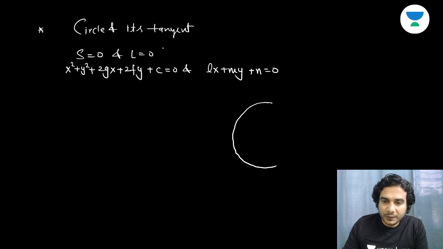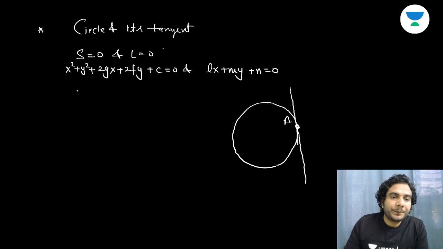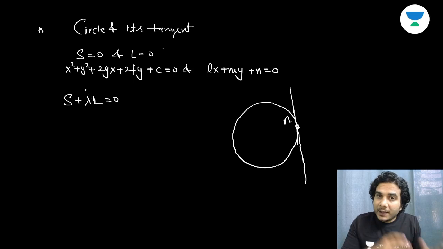So what happens when you use the same family of circles equation, S + λL? What will that equation represent? This is the point where this line is touching. If you use this S + λL, it will represent a circle only, you know the logic, because you're adding linear terms to the equation of a circle, which will always represent a circle only. But which circle is this? Which type of circle is this? That is our main concern.